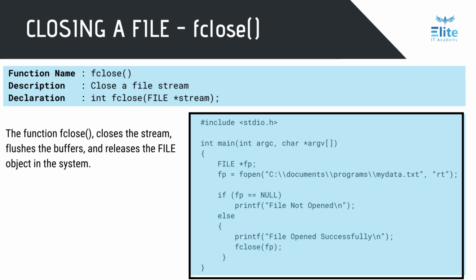In this code segment, all we are doing is closing the file and exiting. If the file pointer fp is null, then the file was not opened successfully and we exit the program without performing any further operations on the file.